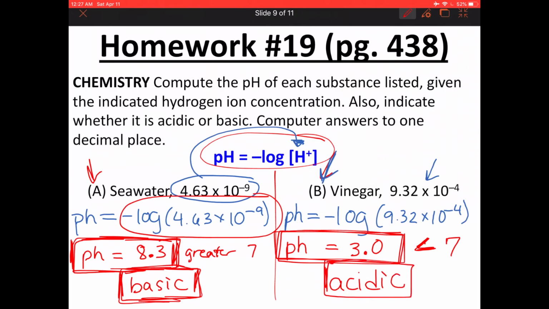And that makes sense, right? Because when you think of vinegar, balsamic vinegar, things like that, they're acidic, right? They have that little bit of tartness, vinegariness, acid to them, okay? So my seawater has a pH of 8.3 and it's considered basic. My vinegar has a pH of 3 and it's considered acidic, okay? So there is my last example. We did all 3 of our equations.